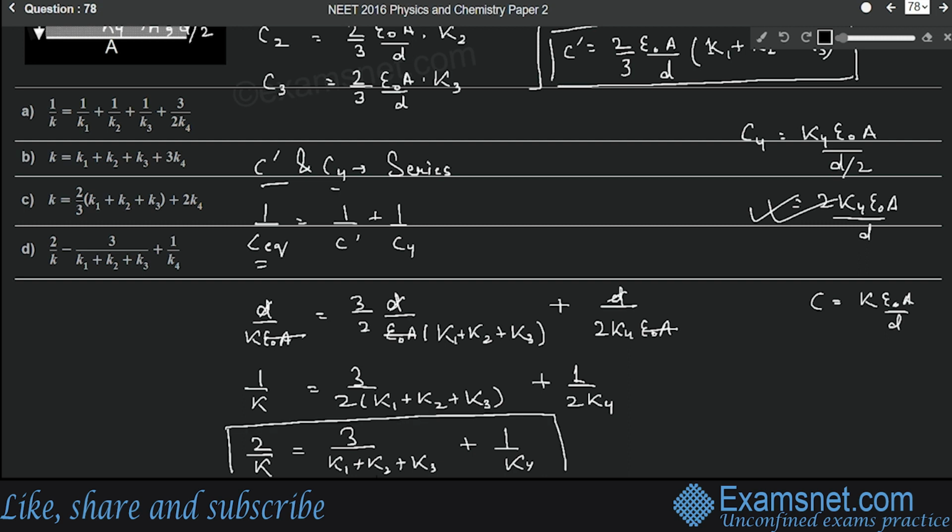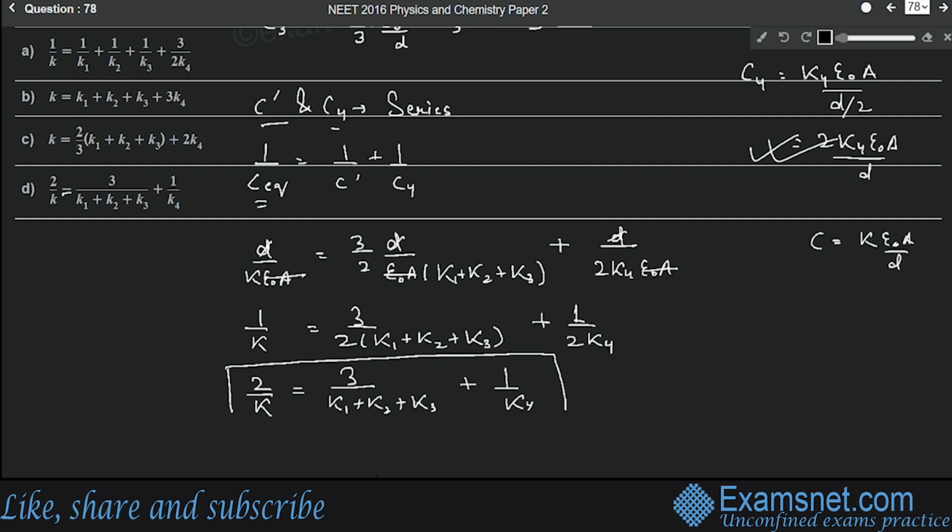So this expression is mentioned in the options. Which option? The last one. 2 by K equals 3 upon K1 plus K2 plus K3 plus 1 by K4. This is the same expression. So option D will be the correct answer.